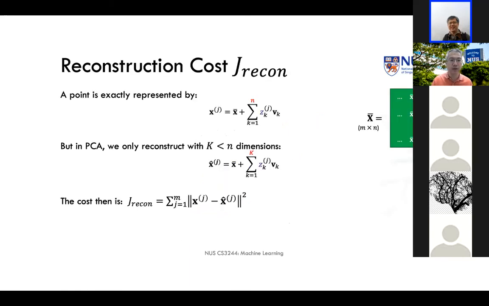Okay, so we already know how we can represent the point exactly, right? If we go through all dimensions all the way to n, we'll get a complete reconstruction, right? But in any of these dimensionality reduction techniques, we don't have all of the dimensions. We just have a subset of them, okay? So we are truncating the n to a smaller number k, and we are trying to reconstruct the amount of loss from that.